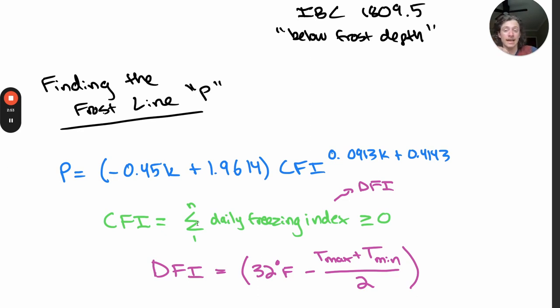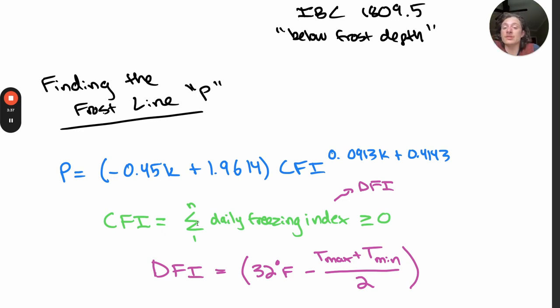The daily freezing index is summed each day to find the CFI, and I've abbreviated that as DFI, which is going to be 32 degrees Fahrenheit, or freezing, minus the Tmax plus Tmin of the day divided by 2. And every time that is greater than or equal to 0, we're going to count 1 for our CFI. So the CFI is basically just a measure of how many days the average temperature was below freezing, written in equation form. And this is our input into the equation P in combination with thermal conductivity to find our frost line depth. And our value P is going to be that distance to the frost line from the surface.